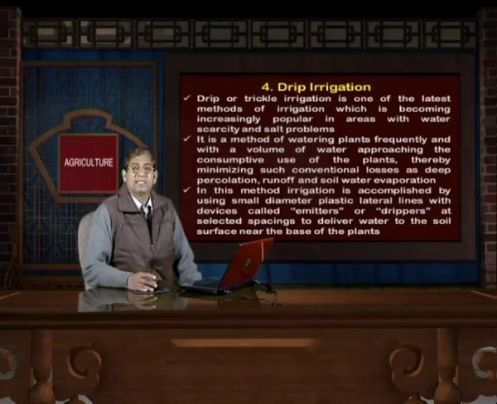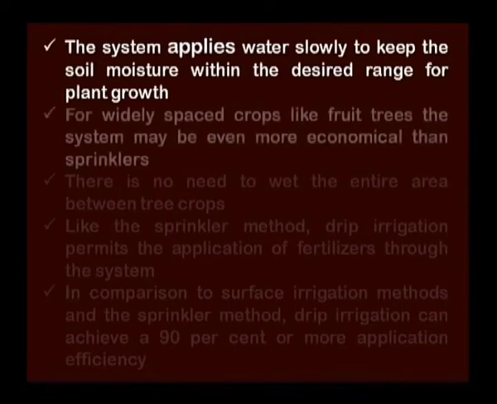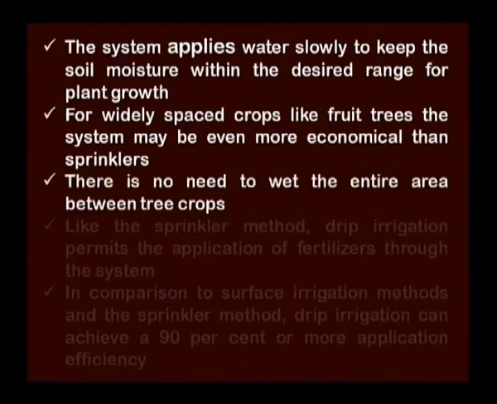In this system of irrigation, the entire area of the field is not wet, only the plant is given water. The system applies water slowly to keep the soil moisture within the desired range for plant growth. For widely spaced crops like fruit trees, the system may be even more economical than sprinklers. There is no need to wet the entire area between tree crops.